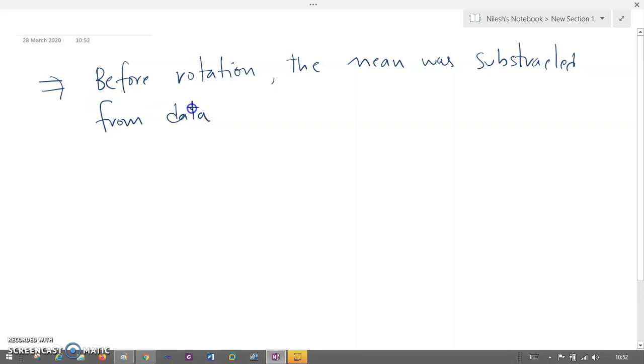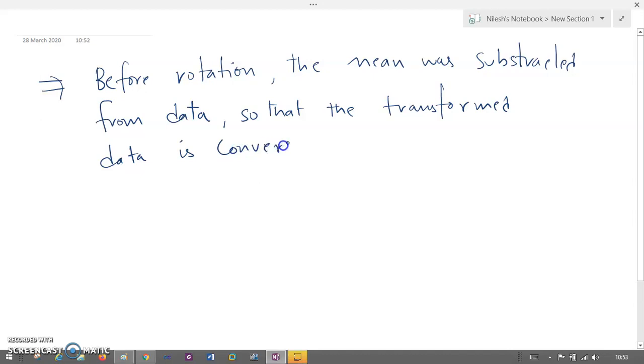Mean was subtracted from data so that the transformed data is converted, or not converted but aligns to 0, actually aligns to 0. This is the thing that happens before rotation.